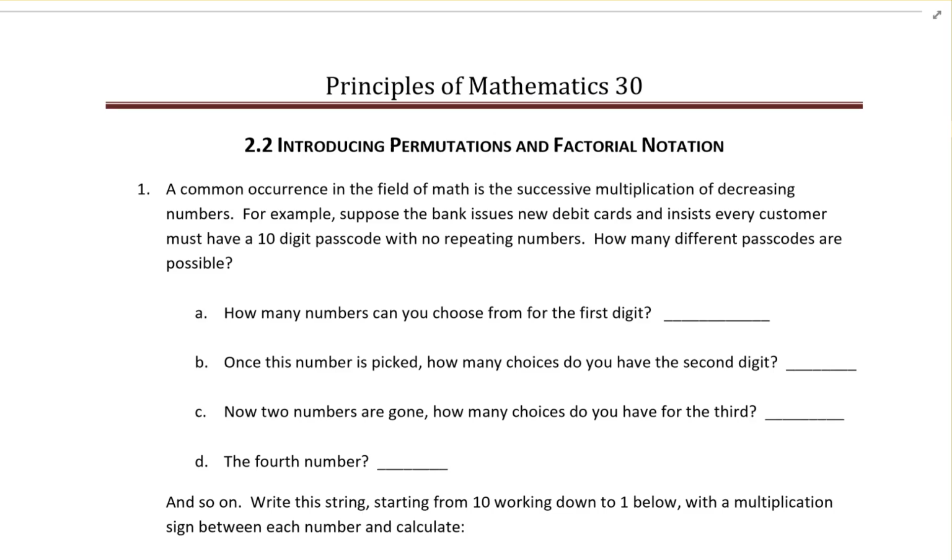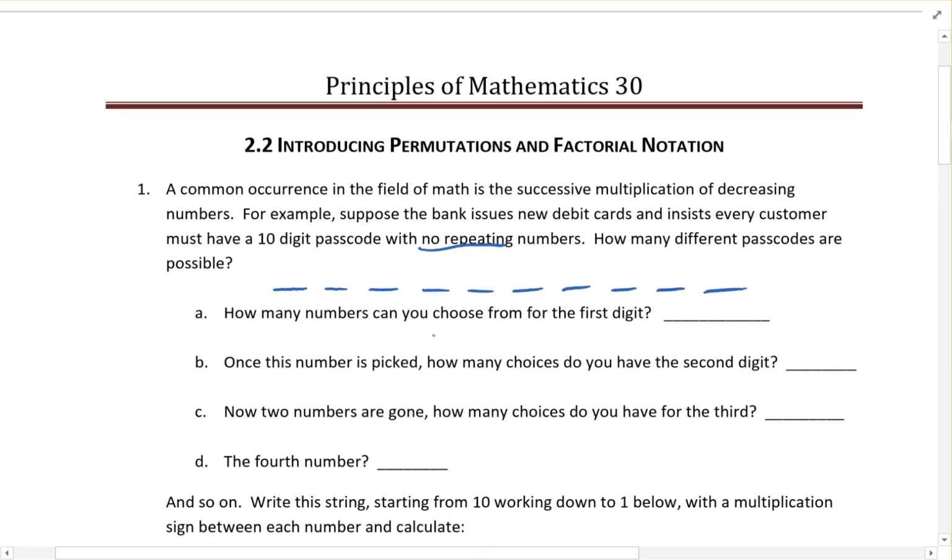So number one says a common occurrence in the field of math is the successive multiplication of decreasing numbers. For example, suppose the bank issues a new debit card and insists every customer have a 10-digit passcode with no repeating numbers. No repeating numbers is kind of key there. How many different passcodes are possible? So if we went 1, 2, 3, 4, 5, 6, 7, 8, 9, 10, that would be how many digits there actually were on the debit card.